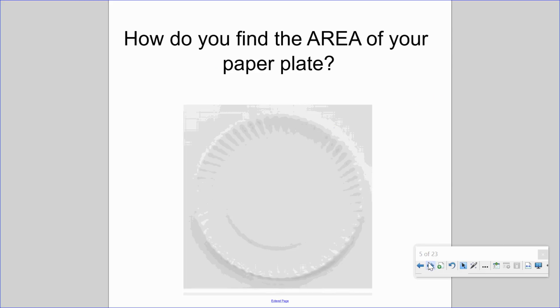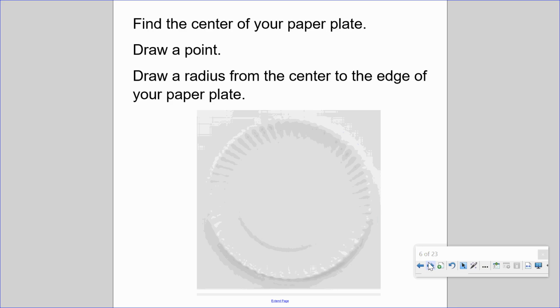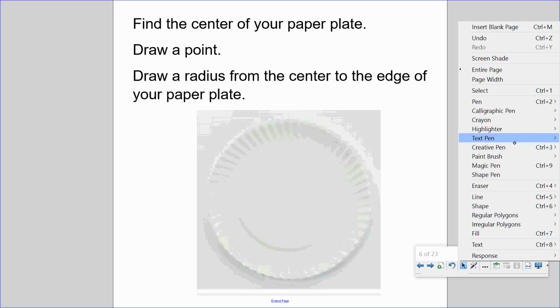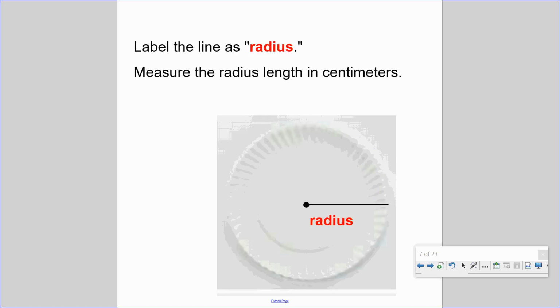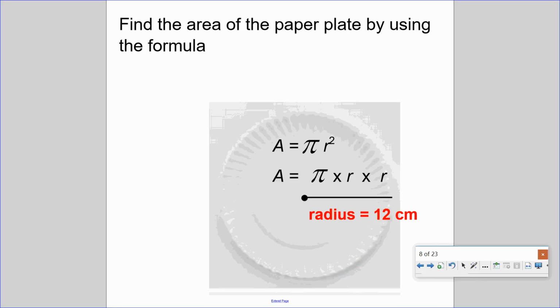So you're going to be handed a paper plate today. How do you find the area of your paper plate? Well, first of all, you need to find the center of your paper plate. You need to draw a radius from the center to the edge of your paper plate. Label the line as radius. Now measure the radius length in centimeters. If I measure this, it is approximately 12 centimeters.